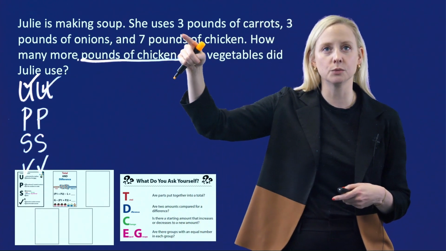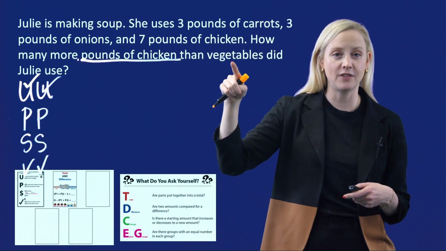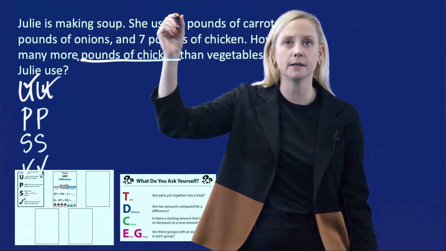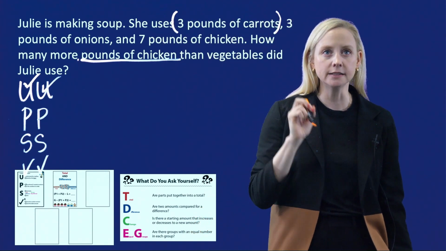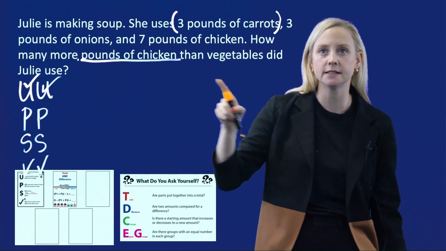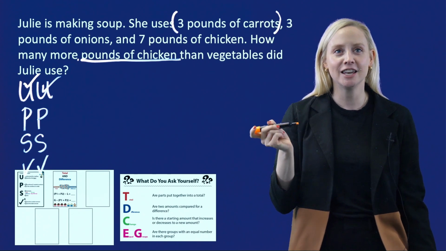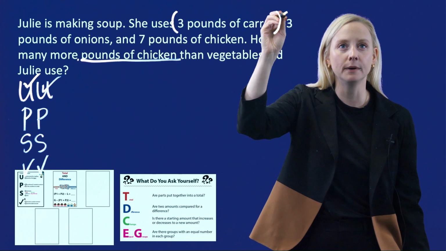Our first number is 3. This is about carrots. Well, carrots is not chicken, but it's a type of vegetable. And I know I'm comparing chicken and vegetables, so I'm going to need that number. So I'm going to put parentheses around 3 pounds of carrots and continue scanning. My next number is 3 pounds of onions. Onions are my very favorite. Here, they are a type of vegetable. Again, I know that I need that number.